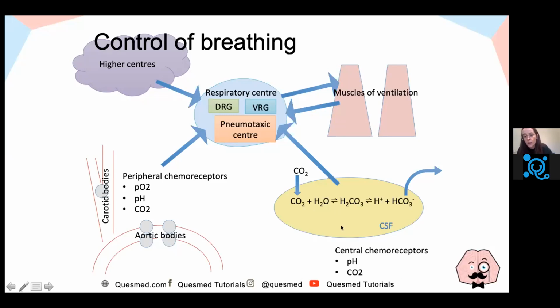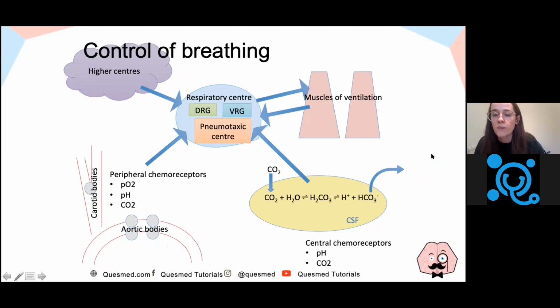However, once it's there, we again have carbonic anhydrase in the CSF, and that catalyzes this reaction to make carbonic acid. And then the bicarbonate is actively transported out of the CSF. So with increasing levels of carbon dioxide, we get a lower pH of CSF, a higher acidity of CSF. The central chemoreceptors will sense this and respond to it and increase ventilation.